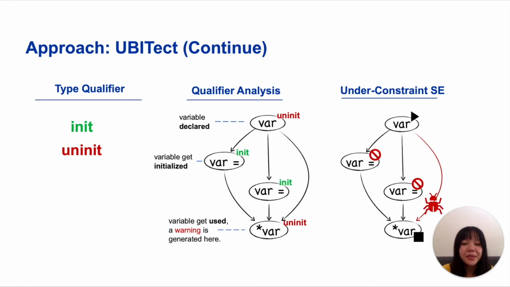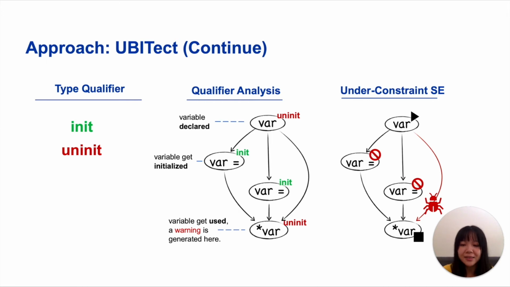The second thing we did along with the qualifier analysis is generating symbolic execution guidance. Symbolic execution, or SE, is a kind of program analysis method. From the program entry, it calculates under what input it can go to a specific execution path. In our method, we want to find such a path from declaration to the use. Along this path, there is no initialization to a specific variable.